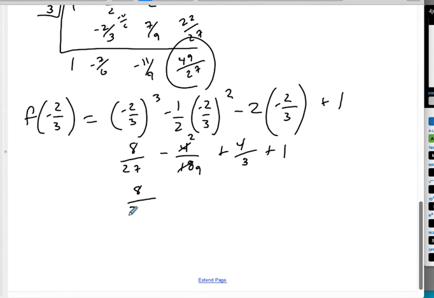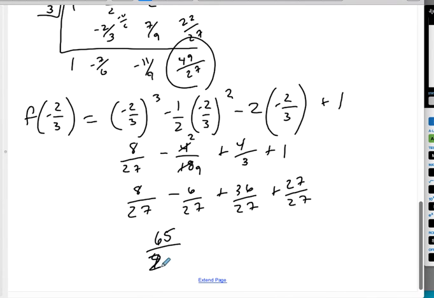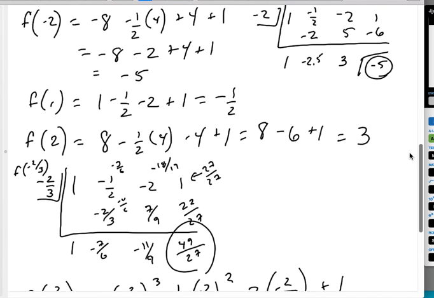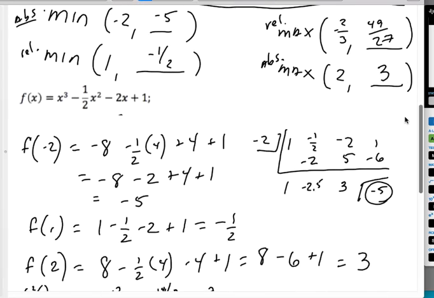So you have 8/27. So I'm going to make everybody over 27. So that would make this a minus 6/27, right? When I times 9 over 9 here, I'm going to get plus 36/27, and then plus 27 over 27. When I add these together, I get 8 minus 6, which is 2. 2 plus 36 is 38. If I add the 27, that's 65 over 27, which is not what we got the other way. So let's see what I did that was crazy. This is why nobody likes fractions.